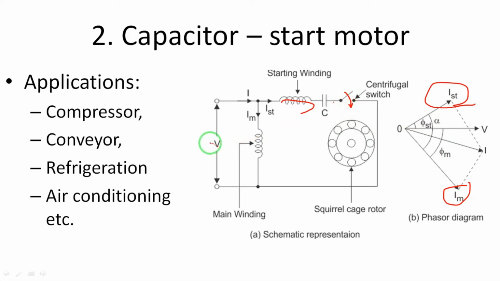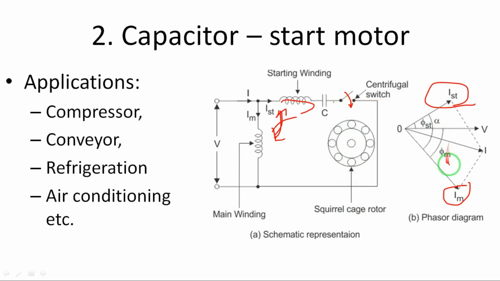Now when the single phase supply is given to the single phase induction machine, the current passes through the main winding and the auxiliary winding. There is a phase difference between the two windings. Then the initial torque is developed on the rotor, and the rotor rotates. At some time it attains the rated speed, and then the switch automatically turns off.